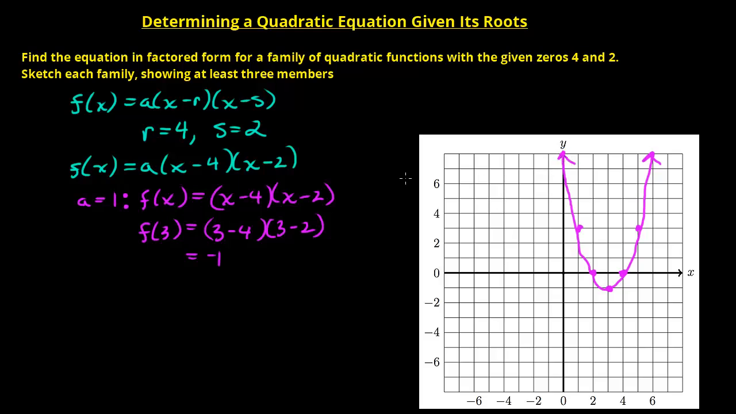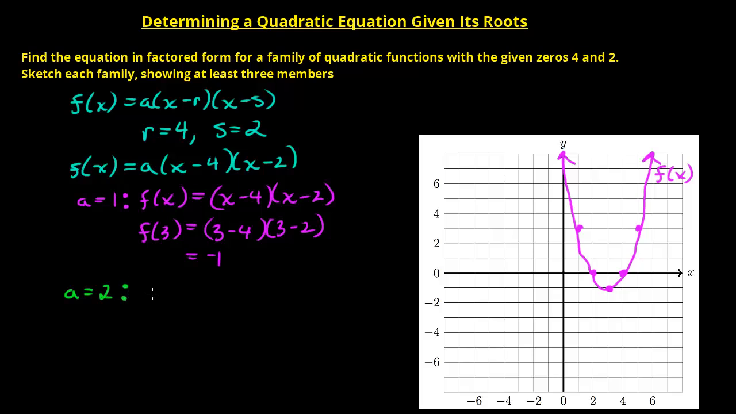And that's our function, f of x. Next, since it says that we have to show at least 3 members, right here we've got 1 member of the family of quadratics. So let's find another. Let's consider a is equal to 2.